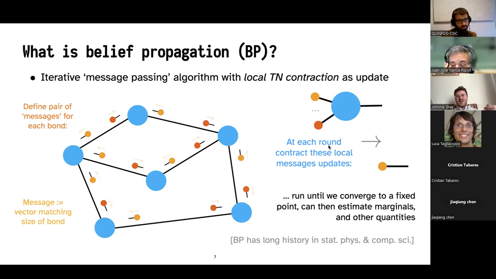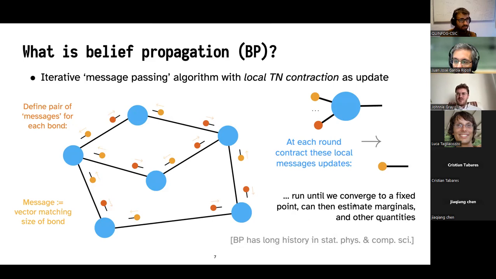So I'm just giving a very brief procedural introduction. The point is that each of these contractions is just a very local, very cheap contraction because it only involves contracting vectors into a tensor. And we run this for many iterations. So information propagates around the system. It's not a purely local thing. And once it's converged, in traditional BP, you would estimate some classical marginals for sampling or some other thermodynamic quantities. And BP has a very long history in statistical physics and computer science that I can give you references for if you want, but I won't.